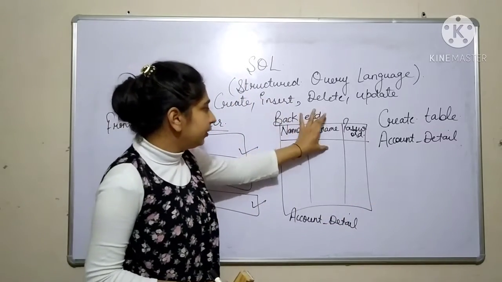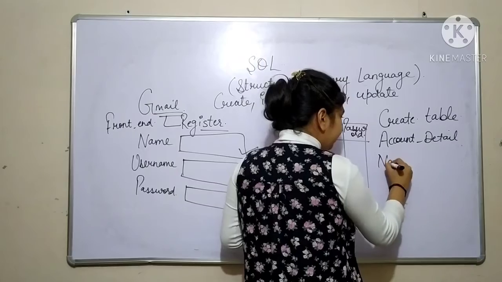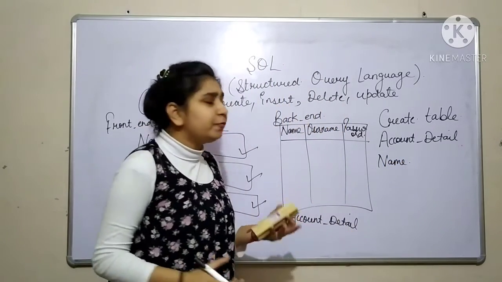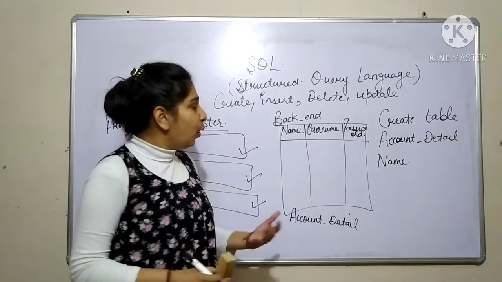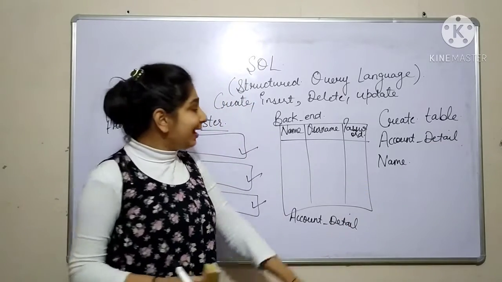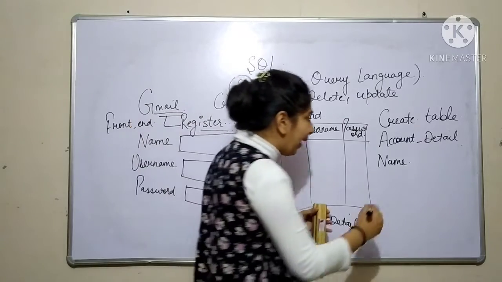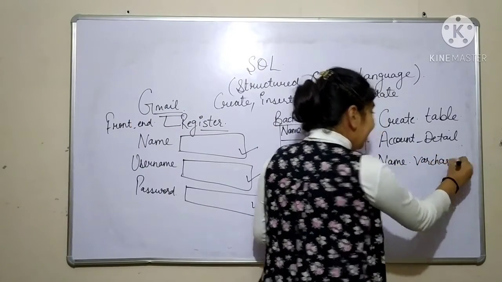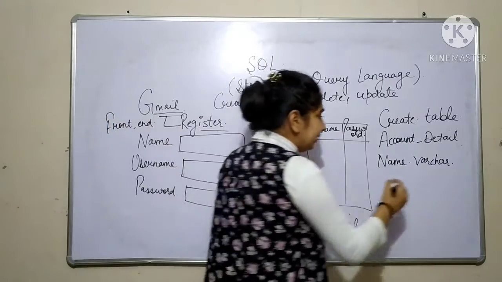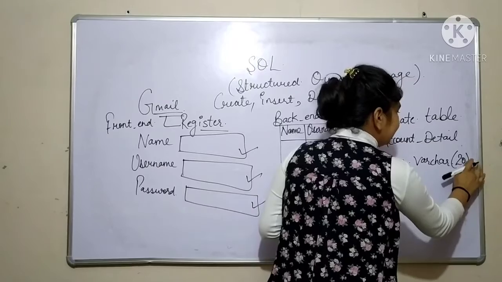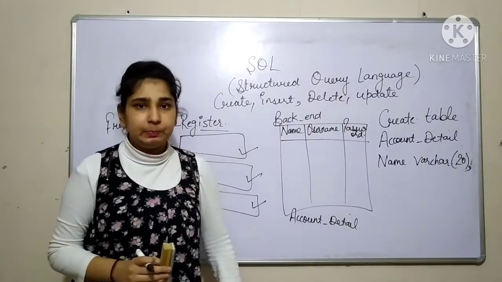Now, what are the attributes you want in your table? Okay, so I want name attribute. What kind of data type you want for name? You want to enter integer value or you want to enter character value? Okay, as name is a character, it is going to store your character value. So I am giving here data type varchar. And what is the maximum length I could have for the name? I am saying that the maximum length can be 20. The name length shouldn't exceed 20.